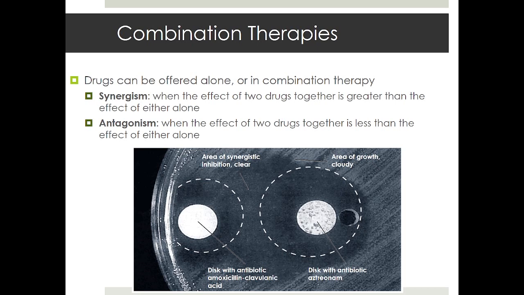There's also the possibility of the opposite occurring as well. Antagonism can occur when two drugs together are less effective than either one of them alone. So imagine the opposite effect here, where we've got two drugs side by side, each having their own individual effect on the same species, but when you put them together, they may interfere with one another or interfere with their efficacy so that the bacteria would not be inhibited as much.